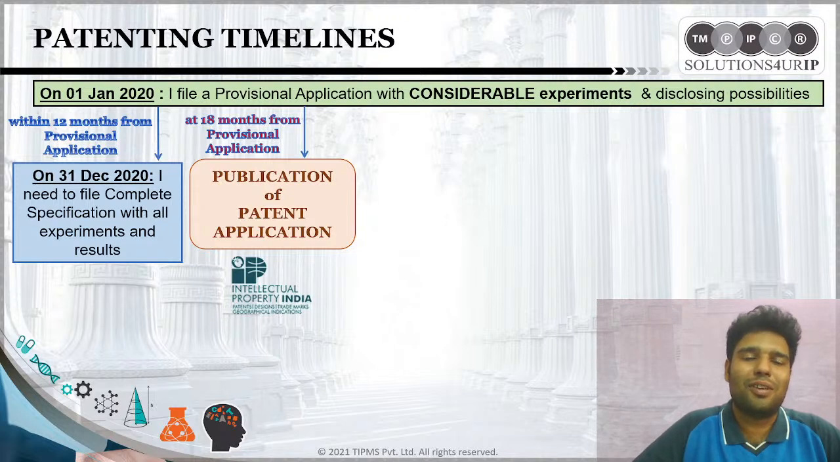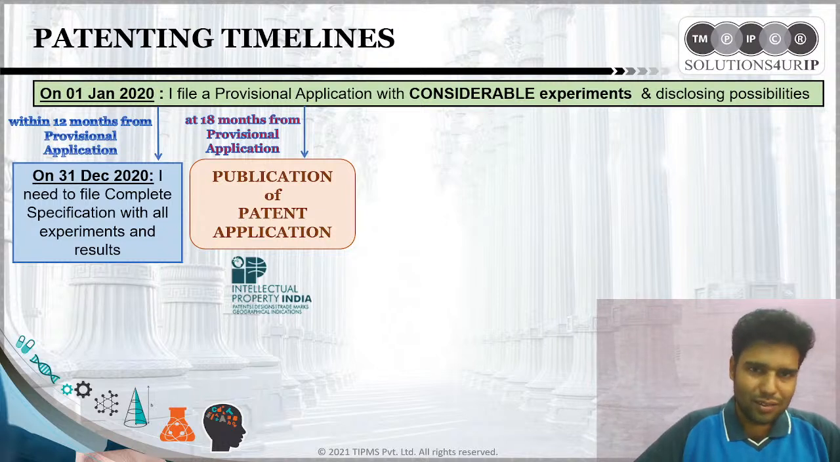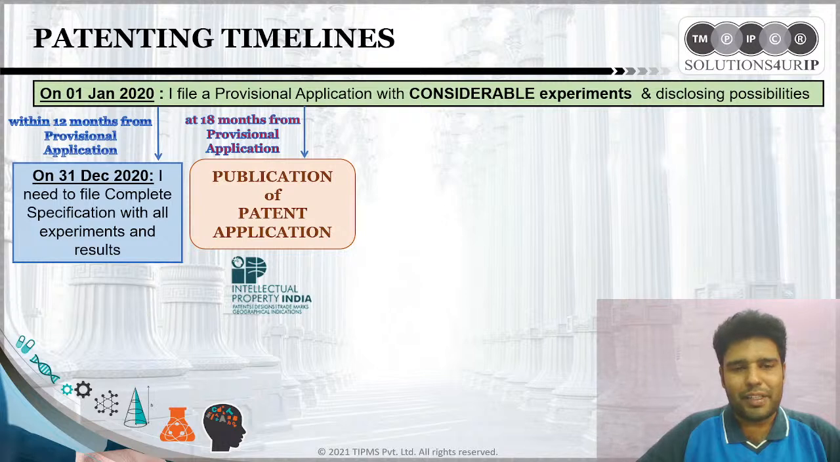Within 6 months of complete specification is correct if and only if you mention in your statement that the complete specification was filed on the 12th month of making the provisional patent specification. So in the slide, everything is with respect to the provisional patent application.